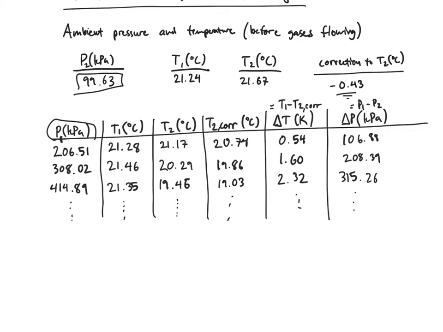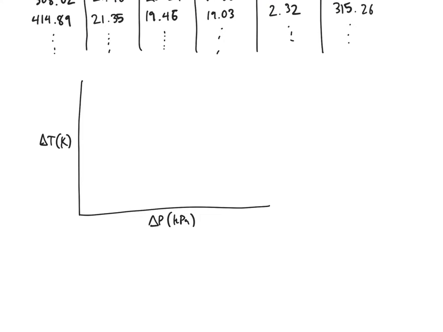And at that point, we've got a series of delta T's and delta P's. Down here I've drawn a plot that you're going to be making using Microsoft Excel. On this plot, the delta P's are on the x-axis and the delta T's are on the y-axis. Now watch out, because Excel might, by default, flip these axes, so you need to make sure that you've got the pressures on the x-axis and temperatures on the y-axis.